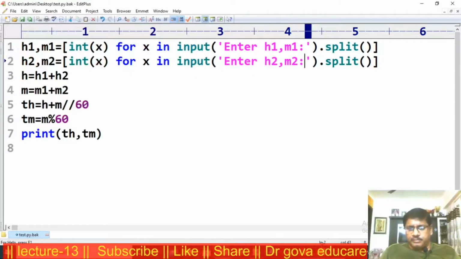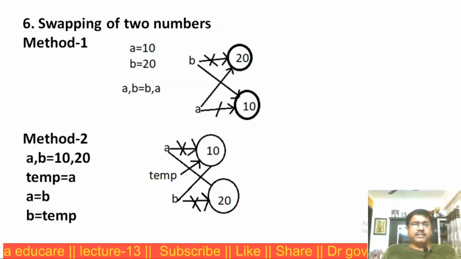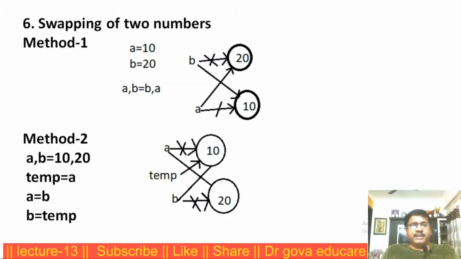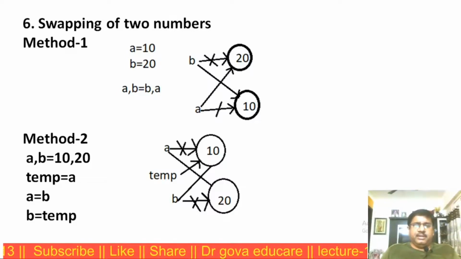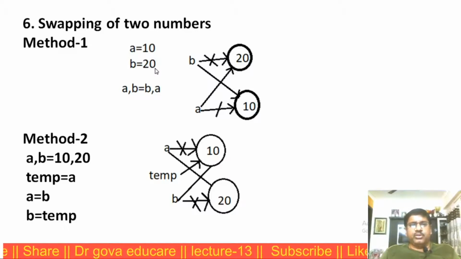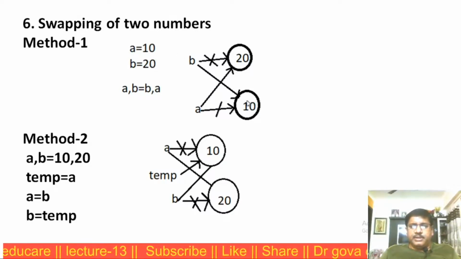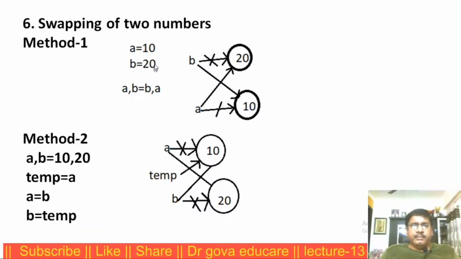This is the program. Now the sixth program, swapping of two numbers. Here we will discuss three methods. Assuming A is equal to 10, B is equal to 20. Now A is equal to 10. The object 10 is created. A is a reference to the object 10. B is equal to 20.